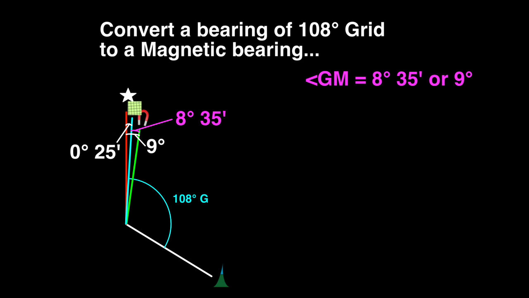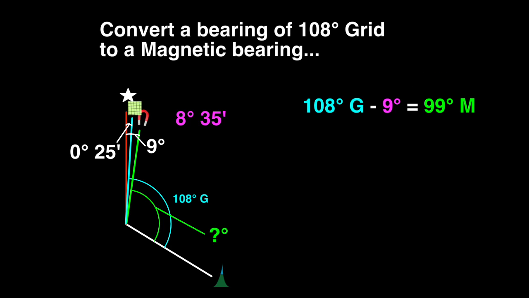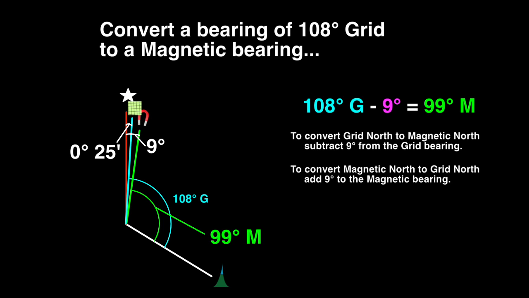Draw the 108 degree grid bearing onto the diagram. The answer we're seeking is the angle from magnetic north to the target. In this case, the magnetic bearing we are seeking is smaller than the grid bearing we were given, so we subtract 9 degrees from the 108 degrees grid value to get the answer of 99 degrees magnetic. To convert grid north to magnetic north, subtract 9 degrees from the grid bearing. To convert magnetic north to grid north, add 9 degrees.